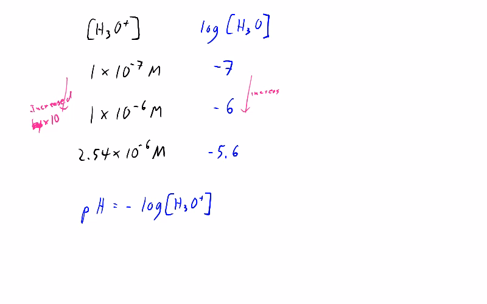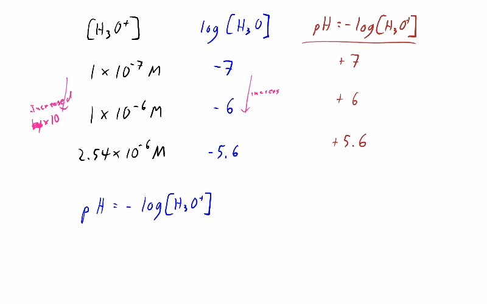The pH is the negative log of the concentration. And so this is a very easy step to finish. If the log was negative 7, the negative of the log is positive 7. And the negative of negative 6 is positive 6. And the negative of negative 5.6 is positive 5.6. So we can see it's very easy to take the negative of a logarithm.